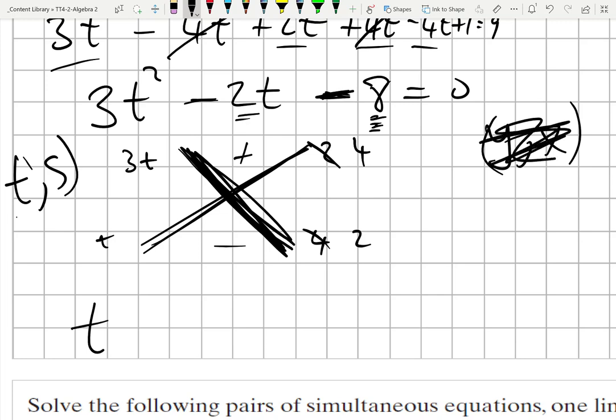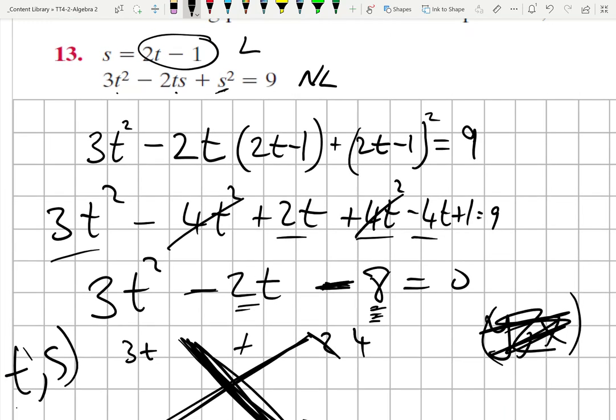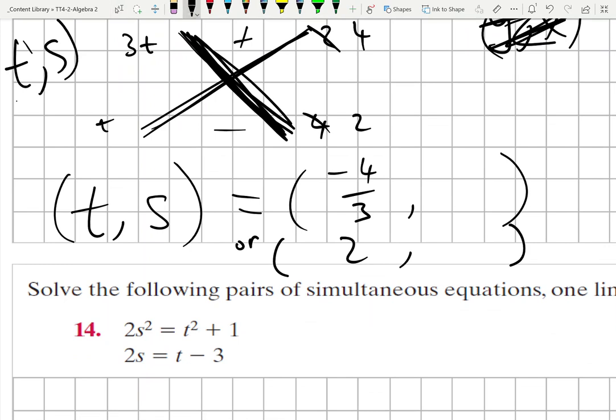And we'll use the zero product rule here for a negative 4/3 or a 2. And we'll drop our t value in for the S formula, which is double, take 1. Double that, take 1 is minus 11 thirds, and double that, take 1 is 4, take 1 is 3. Wasn't that a lot of fun?